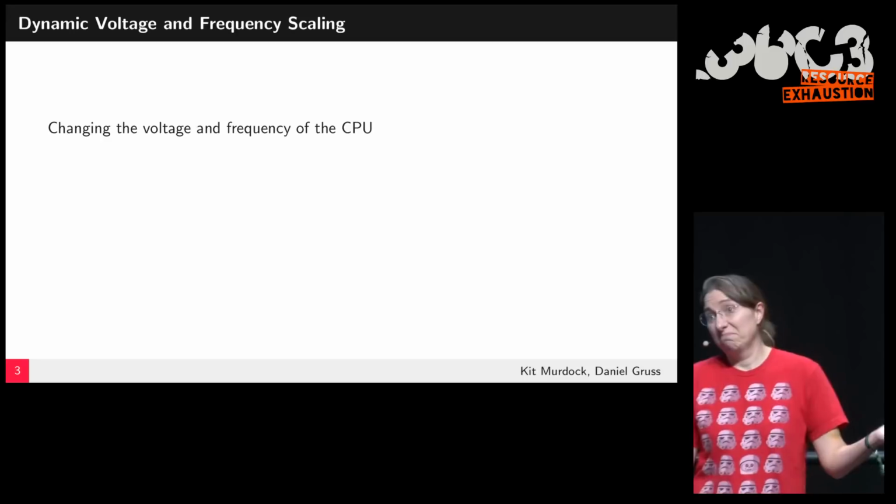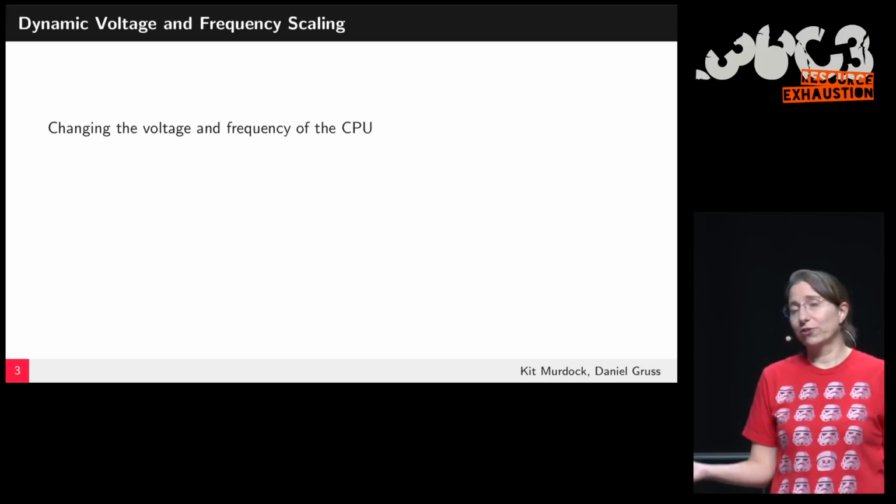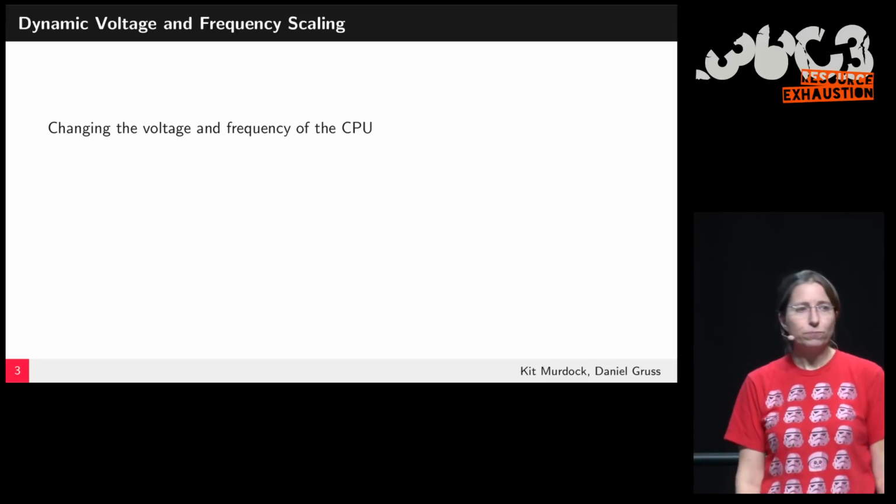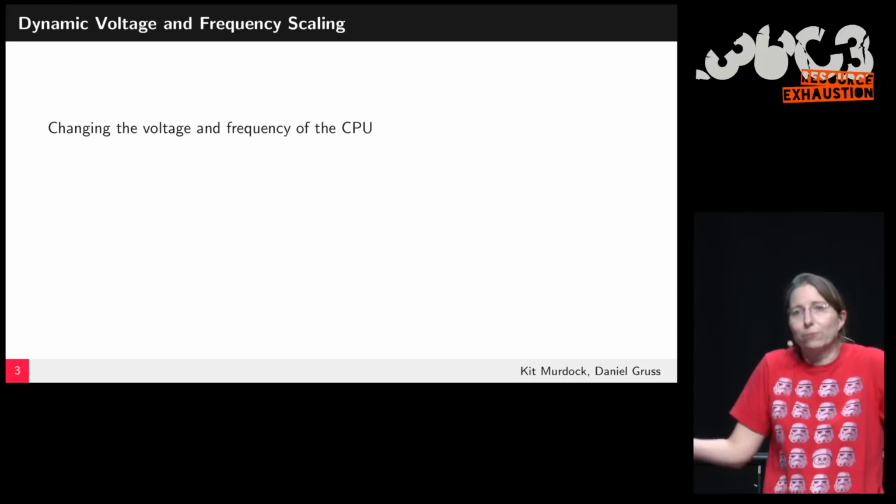It stands for dynamic voltage and frequency scaling. And what that means, really simply, is changing the voltage and changing the frequency of your CPU. Why do you want to do this? Why would anyone want to do this?